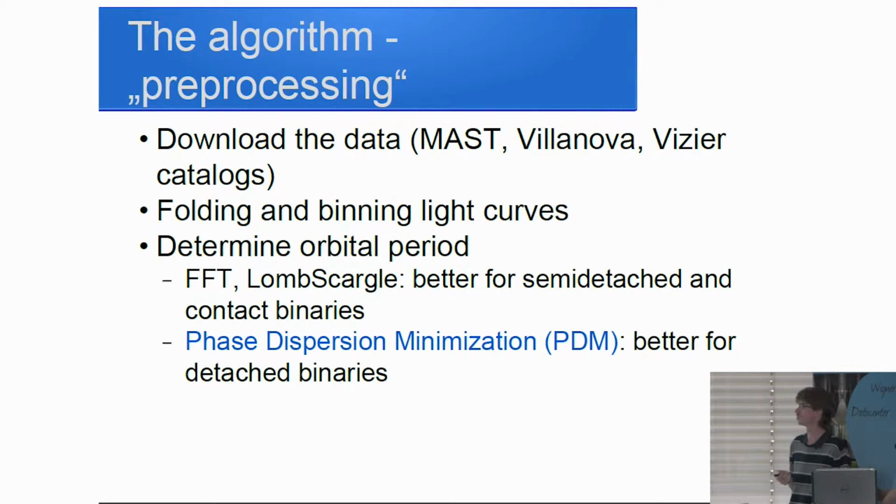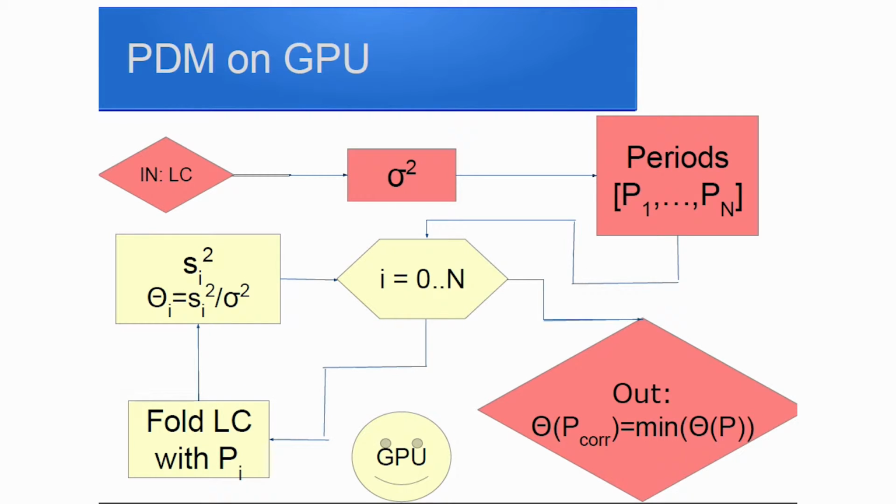I want to talk about this PDM a little. Here's a flow diagram. The input is the light curve of the eclipsing binary. We calculate the variance of the light curve, and we pick test periods. The higher the resolution, the higher the n becomes. And here's a loop, which we can run on GPU. And we fold the light curve with all of the test periods.